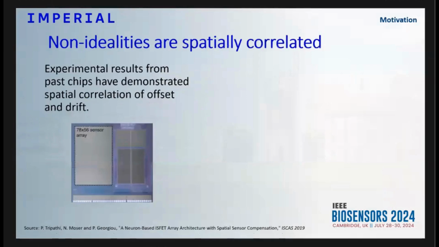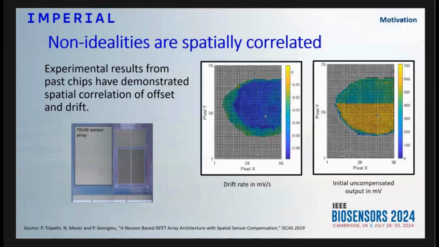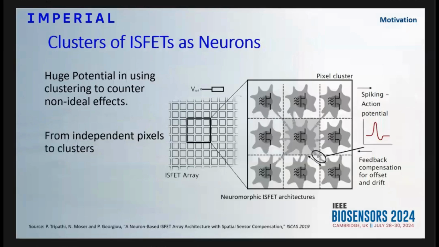So we looked at a lot of data from our past chips, and we found out something super interesting. The non-ideal effects are spatially correlated. In simple terms, ISFETs that are closer together will show similarities in the non-ideal effects. So they'll have similar trap charge, they'll have similar drift. And we said, let's depart from the pixel-wise approach or the global approach. Let's go to something which is more local-global. That means clusters, and take inspiration from these neurons.